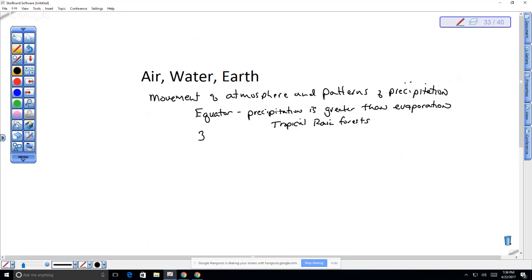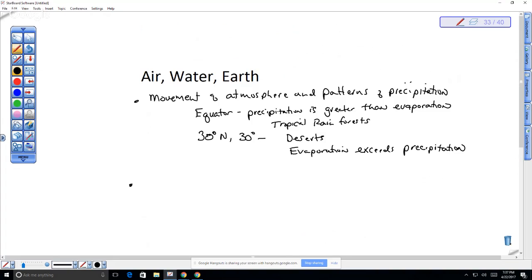And then if we look at 30 degrees north and 30 degrees south, we see deserts. And this is where evaporation exceeds precipitation. Right, and it can get really hot in the desert. Generally, it cools off at night really fast because there's not a lot of clouds. When you look at tropical rainforests, they stay warm all the time. Okay, so that's an example of air.